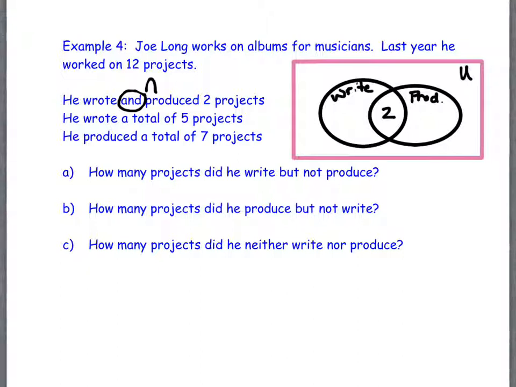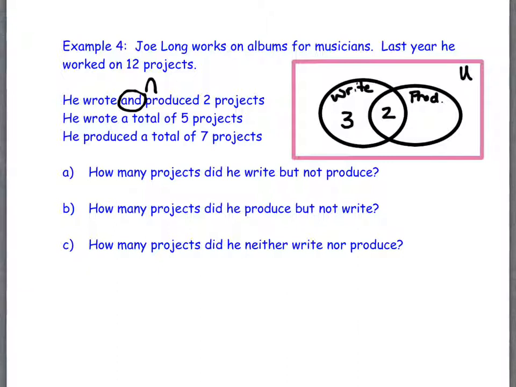Now, the second line of information says he wrote a total of 5. So 5 minus 2 is 3, so I'll have 3 on the outside. Wait, why wouldn't you switch that? Because we already took into account the 2 he wrote and produced, right? You have to be very careful. The numbers they give you are not usually the numbers that go in the regions, at least not all of them. You have to think through the language being presented to know what numbers are going to go there.